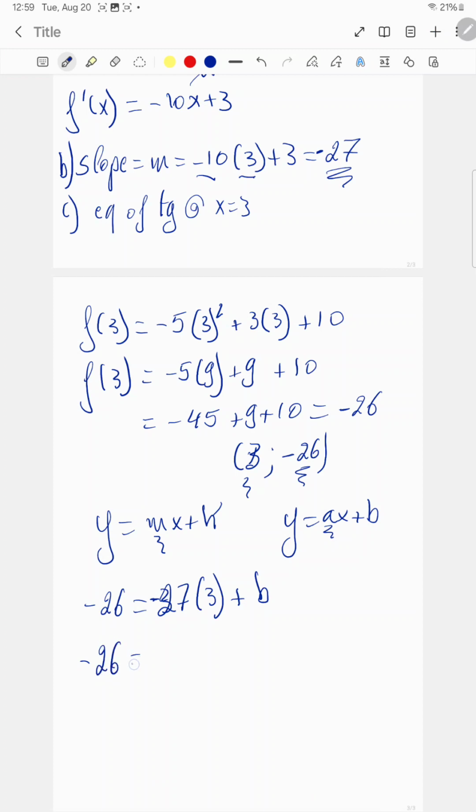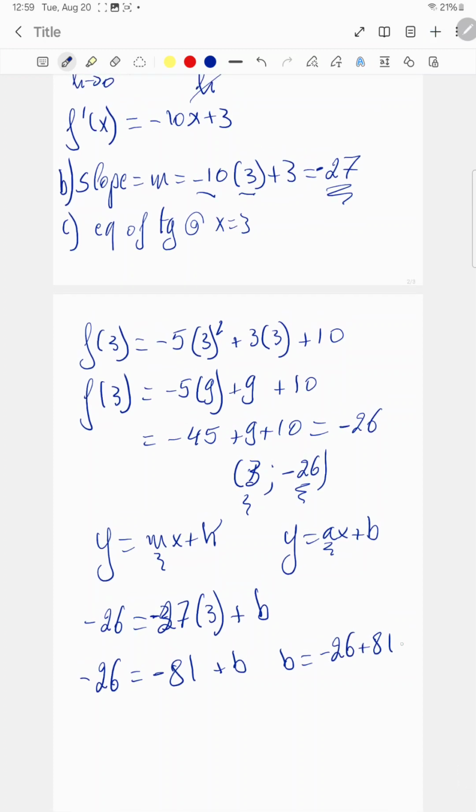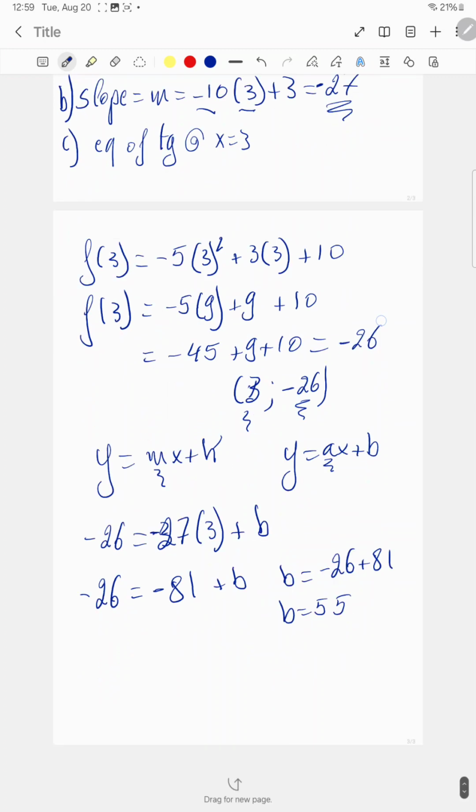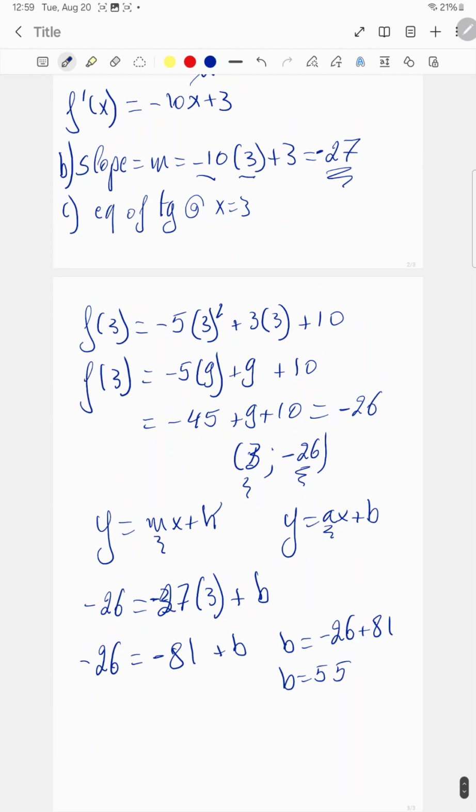So minus 26 is equal to minus 27 times 3, which is minus 81, plus b. So my b is equal to minus 26 plus 81. My b is equal to 55. So the equation of the tangent at the point x equal to 3, with that slope, is y equal minus 27x plus 55. That's the answer for that problem.